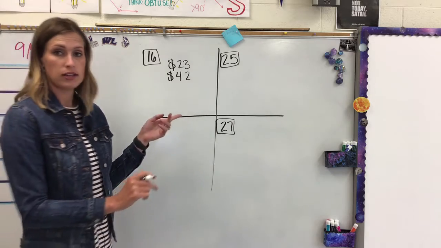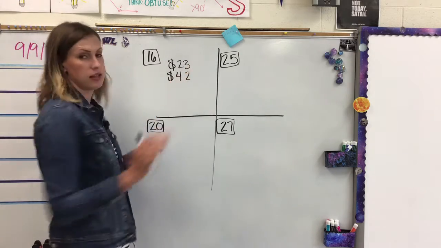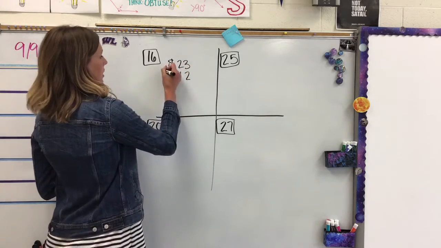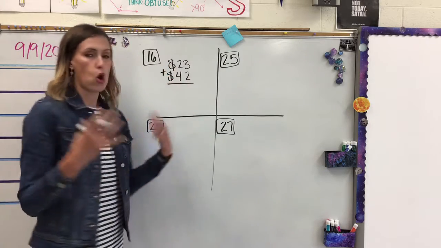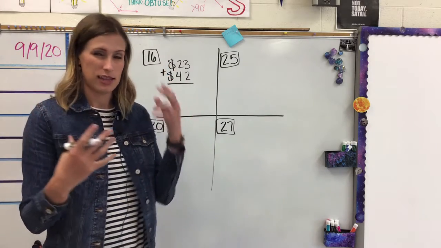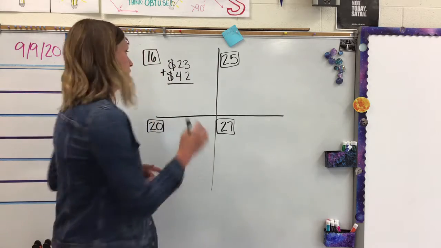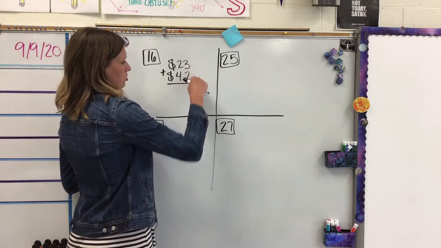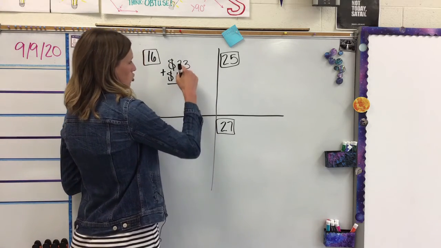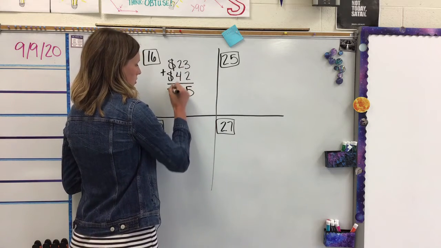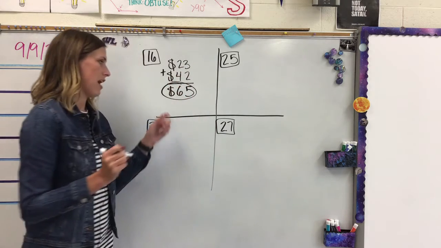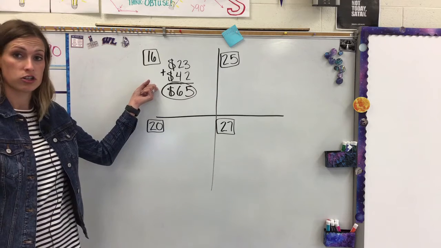So we're going to write an equation to solve this. So we have $23 plus 42 more dollars. Go ahead and add those together because it tells us all together, so we need to add them. That's kind of our key word to know we got to add. 3 plus 2 is 5. 2 plus 4 is 6. So we get $65. This is your answer that goes over in your small box at the side.